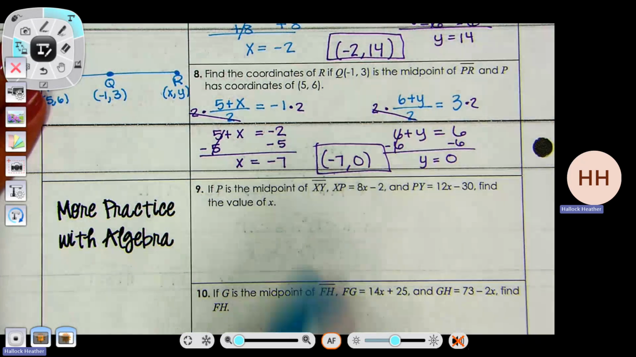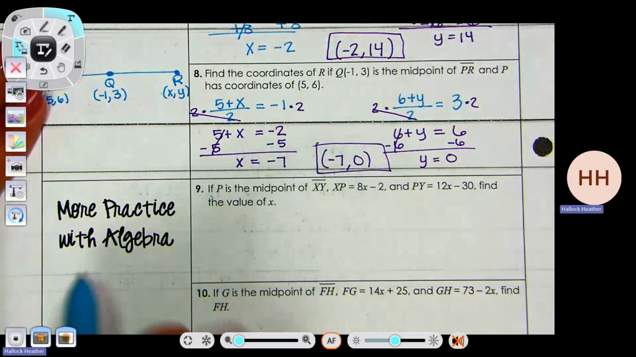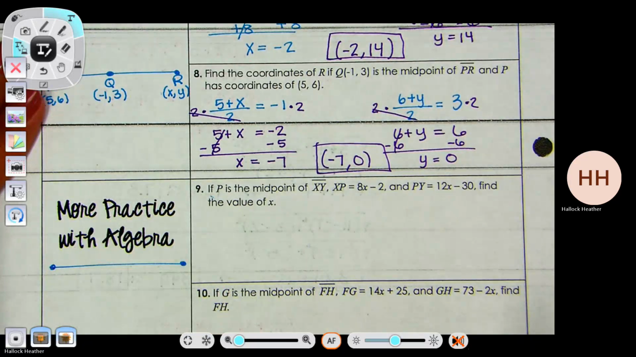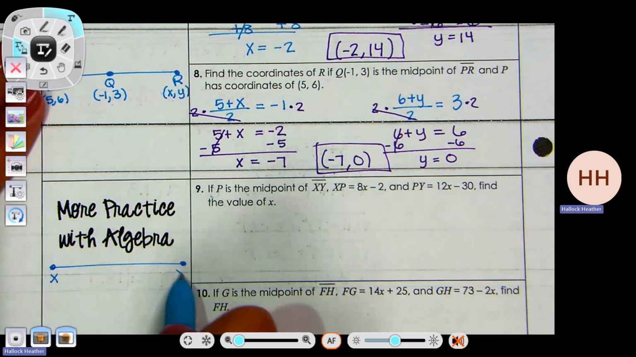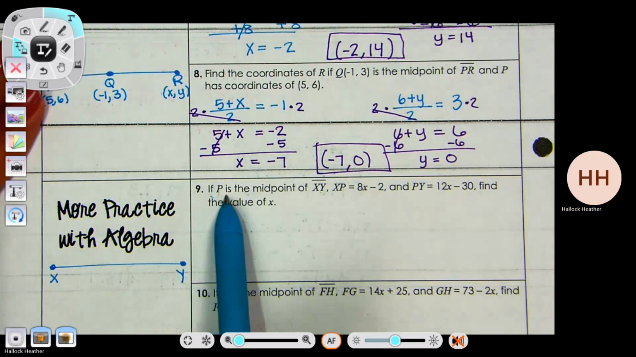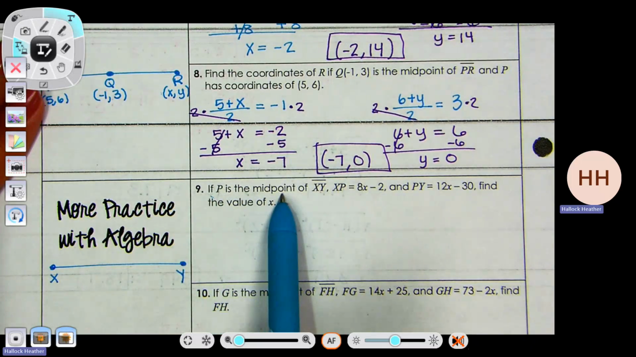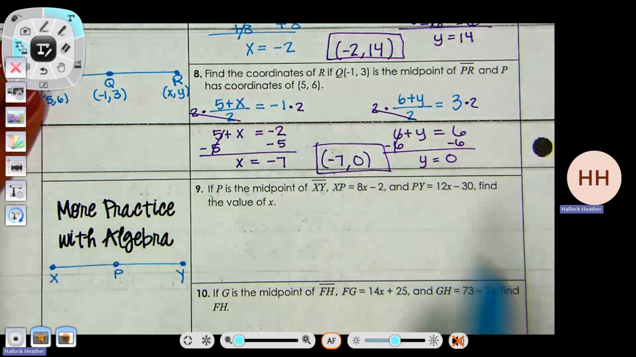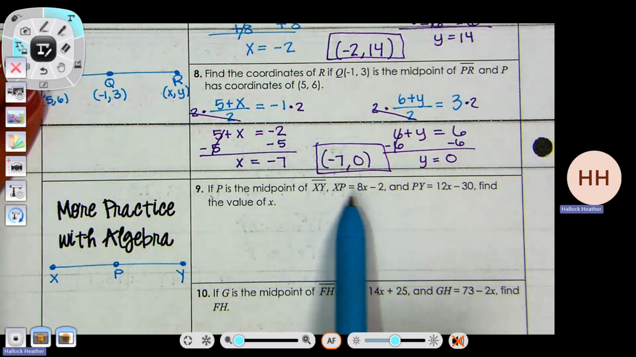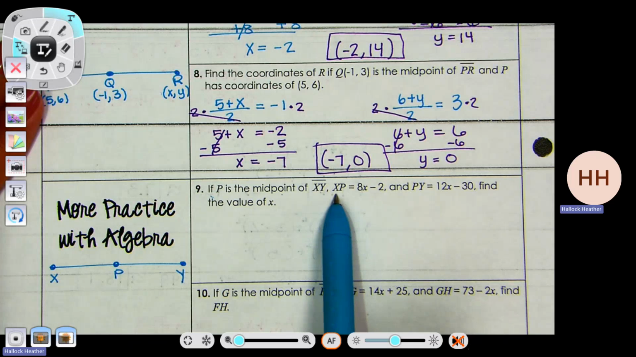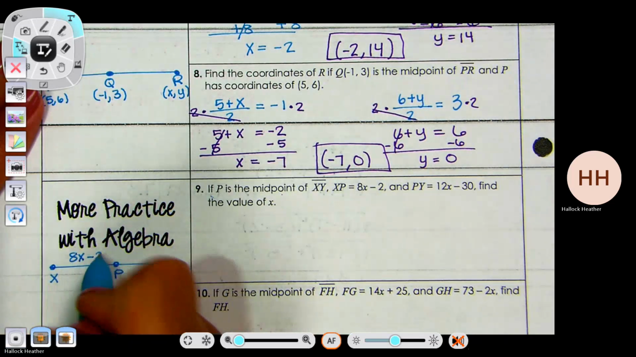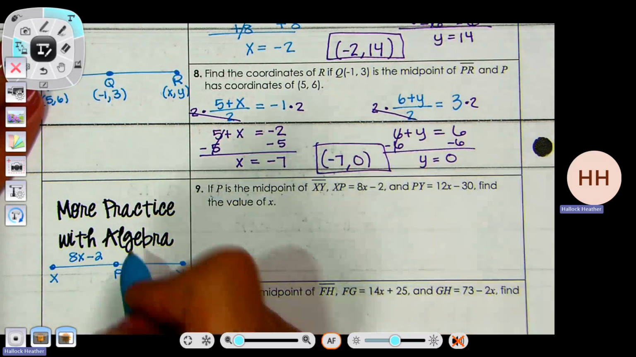So I'm just going to draw a little picture. What are my two end points? X and Y. And then it says P is the midpoint, so I'm going to put P in the middle. Okay. And then I'm going to put this on my graph. So it says XP is 8x minus 2. And then it says PY is 12x minus 30.